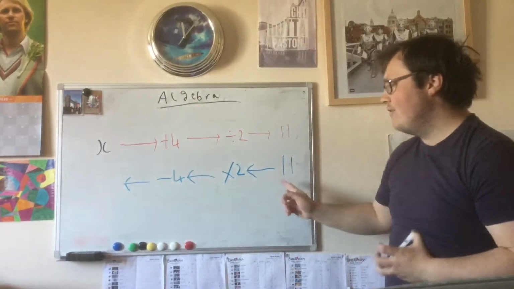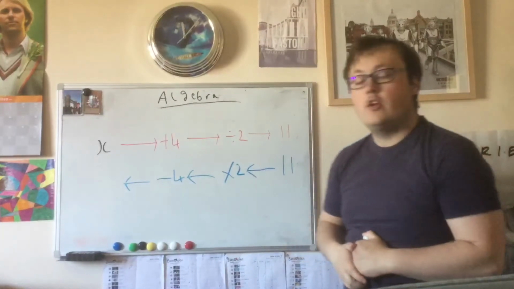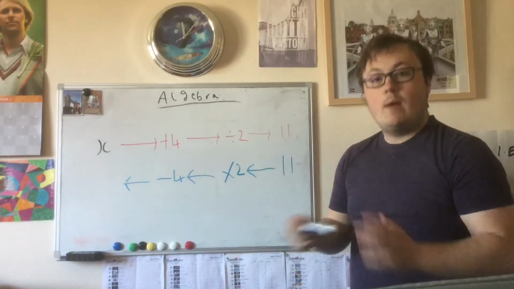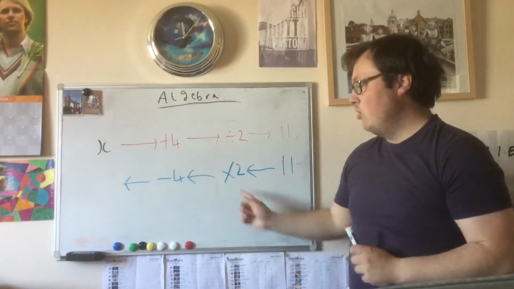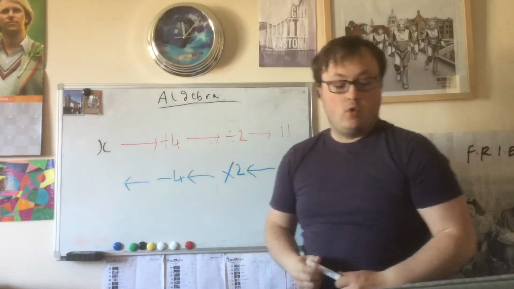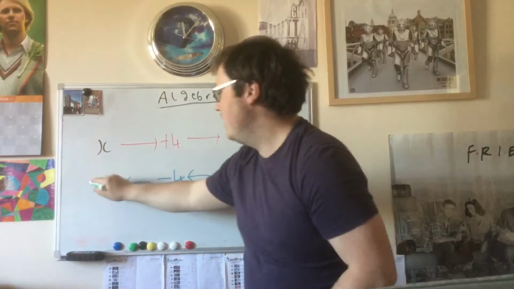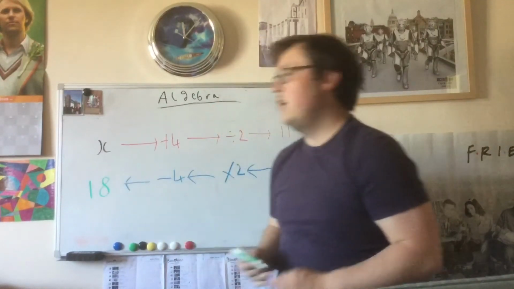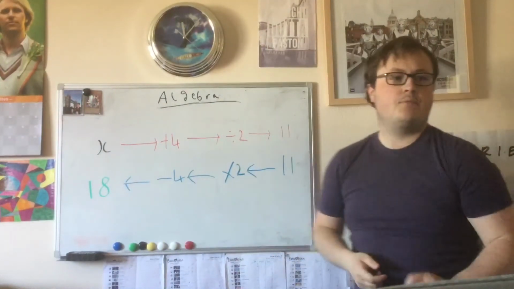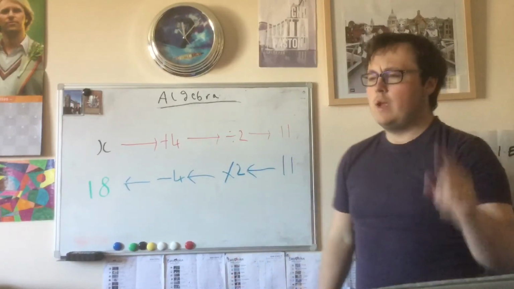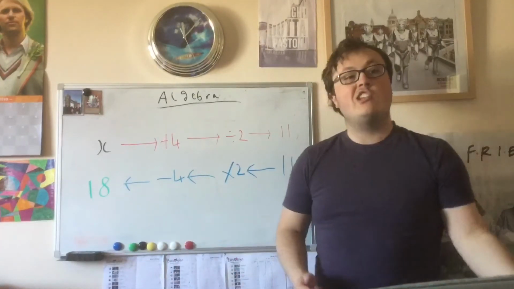So what is 11 times by 2? Well, that will be 22. What's 22 minus 4? That will be 18. And 18 is our unknown number. Now, before we move on, how could we check if 18 is actually our answer?